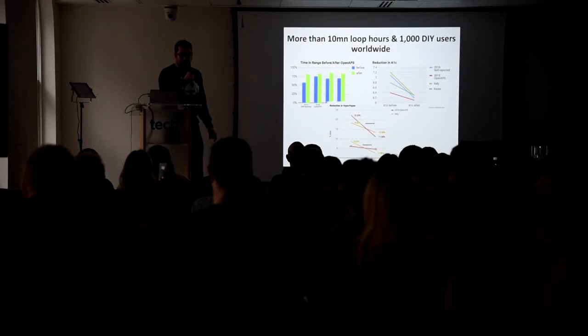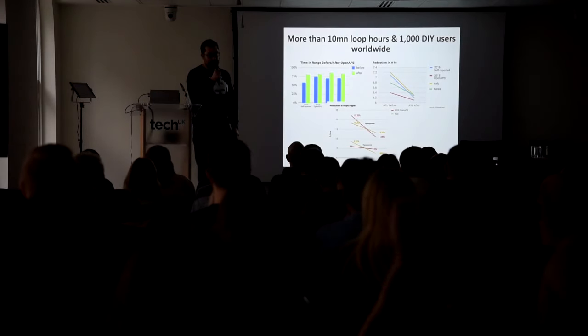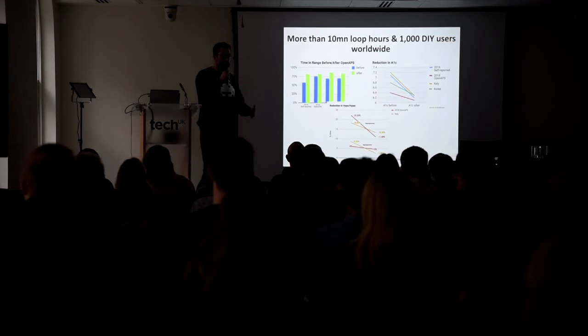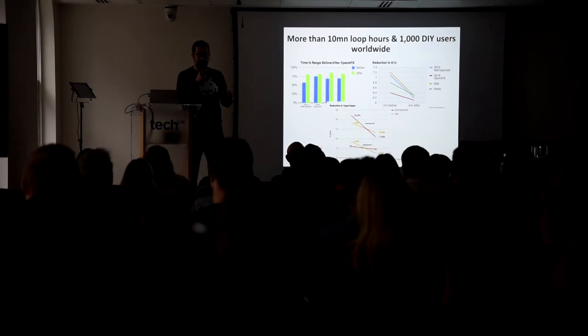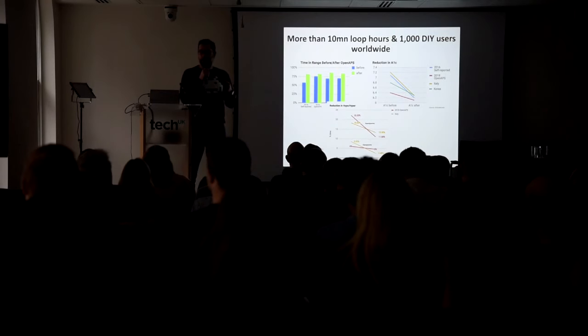Now, worldwide, we say there's more than 10 million loop hours and more than 1,000 DIY users. As Tim mentioned earlier, they reckon there's around 1,000 to 1,500 Loop users. We reckon there's something similar for Android APS users. For OpenAPS, it's probably the 1,000 users on here because that seems to be where most of this data comes from. So you can see there are a lot of people using these things now. That 10 million loop hours is probably a bit of an understatement. It's a lot of experience of looping.